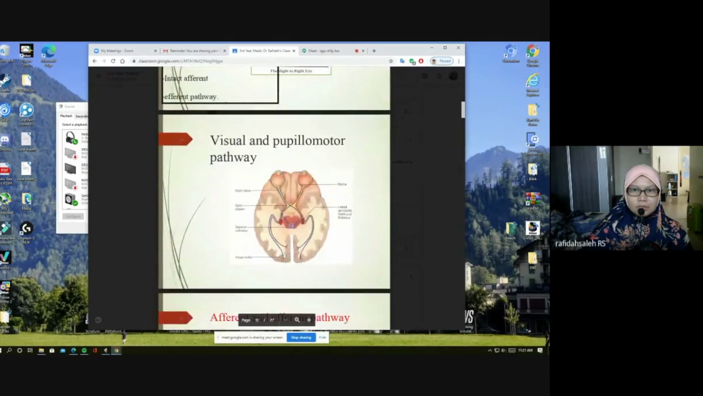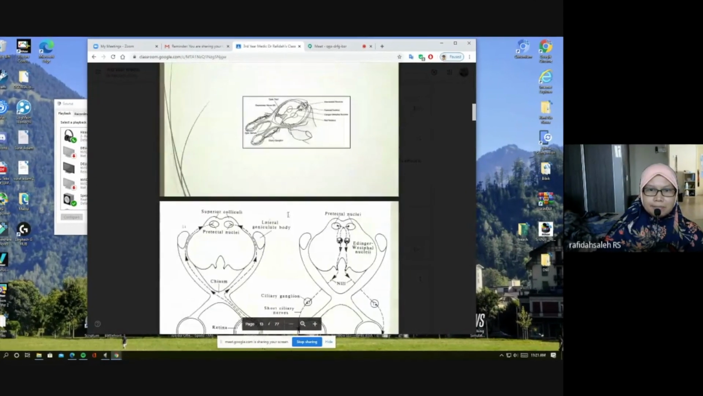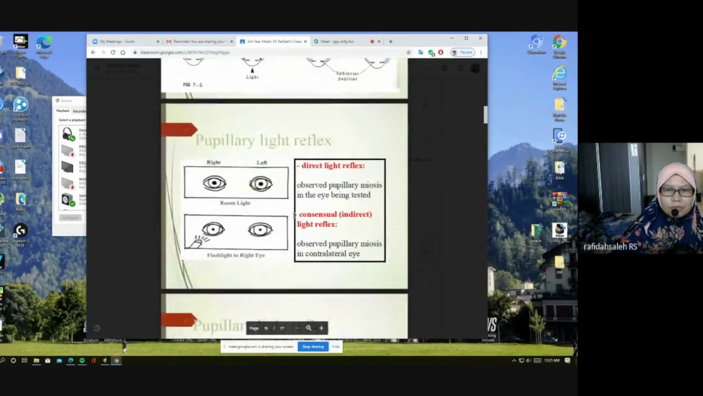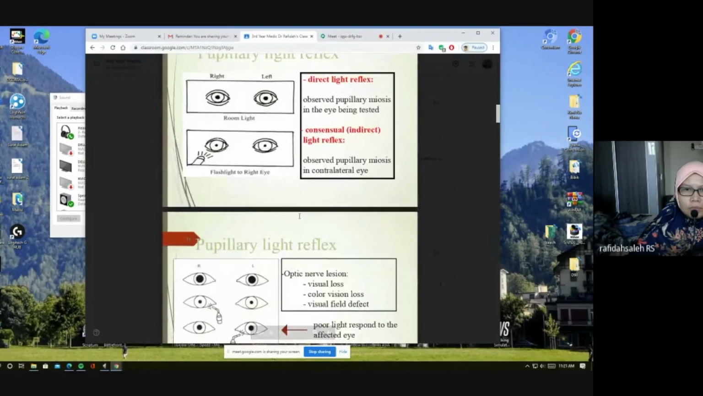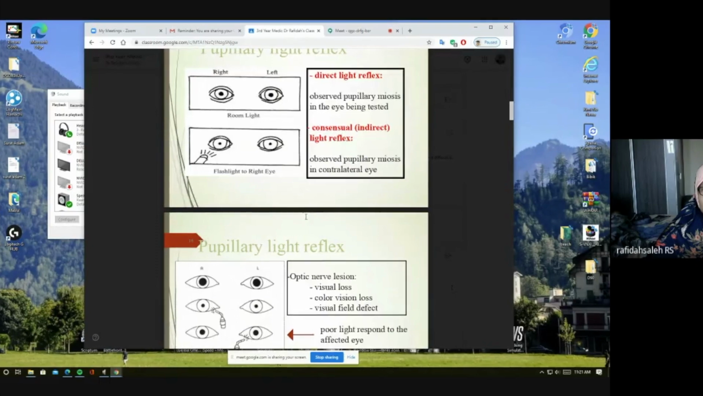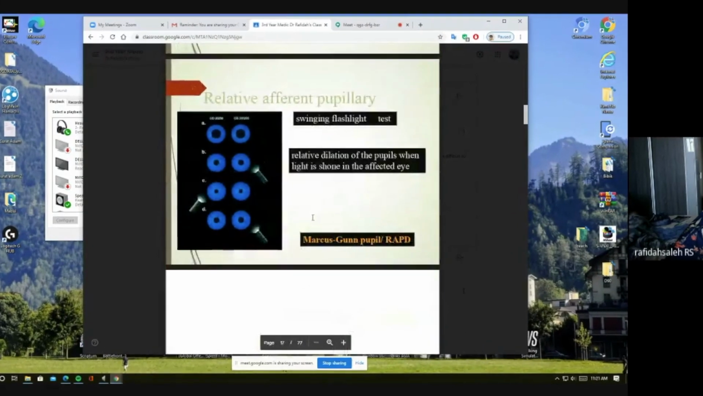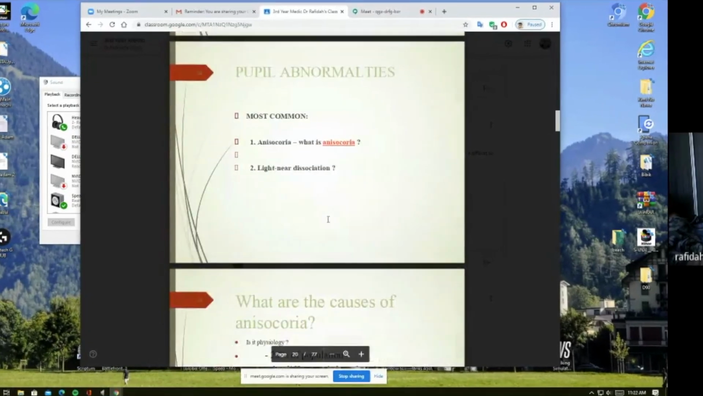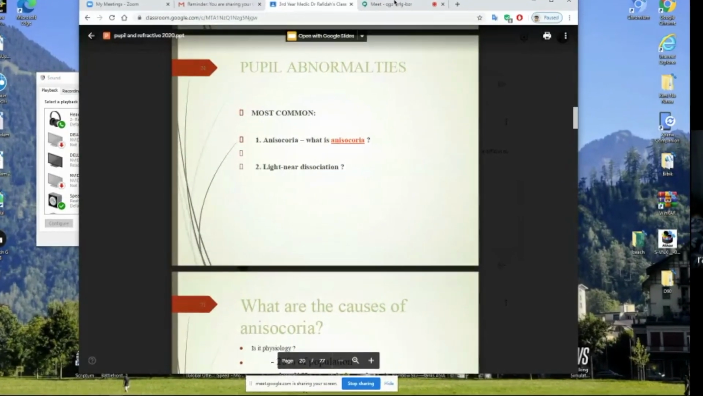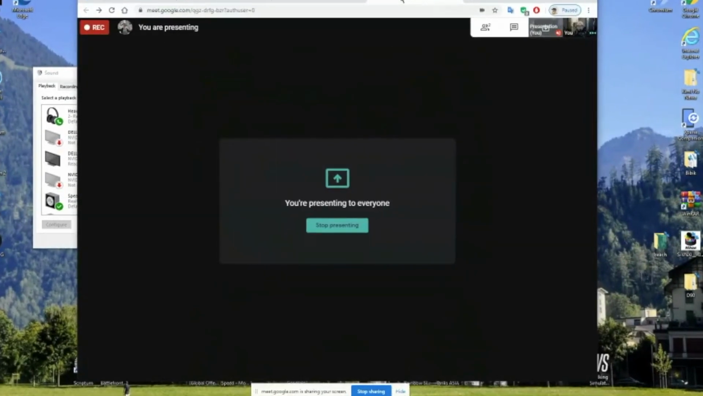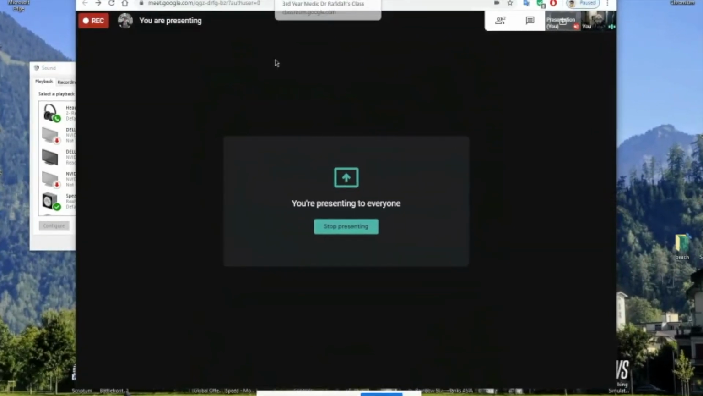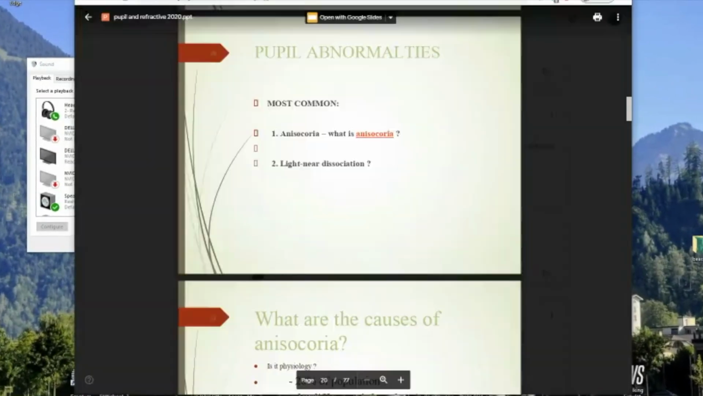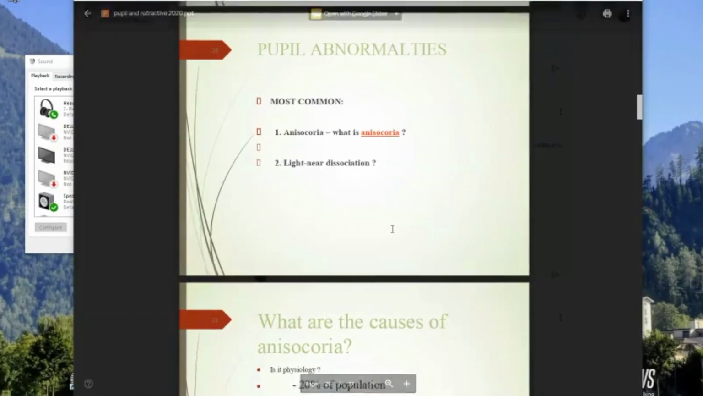I hope you can see this screen. We have gone through the RAPD, the pupillary light reflex, and also the near reflex. Okay, so now we are going to the second part, which is the pupillary abnormalities.